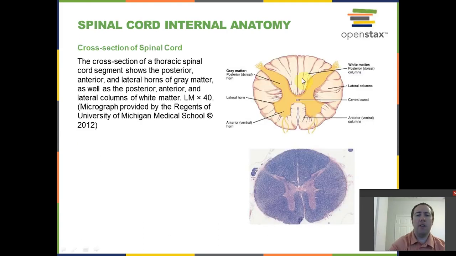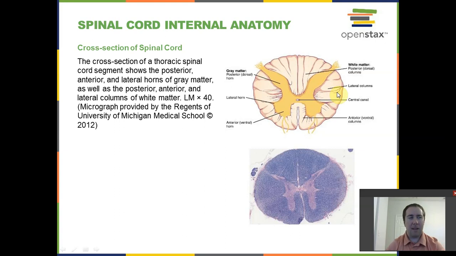We have the posterior columns in the back, the anterior columns in the front, and the lateral columns on the sides. So you can see that there's no structure you look at and say, well, that's a column, just like you see a butterfly wing. The column borders are more or less defined by the gray matter. Between the two posterior horns is the posterior columns. Between the two anterior horns is the anterior columns. And then on the sides, between the anterior and posterior columns, are the lateral columns.